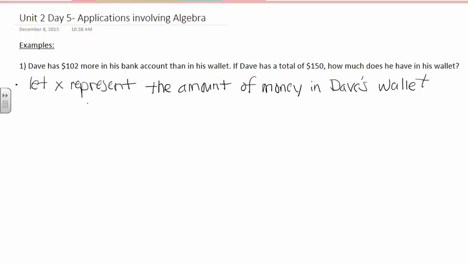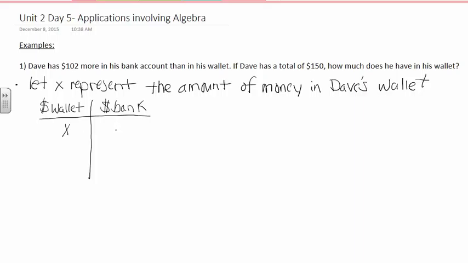Now it will be helpful to set up a chart. The chart will tell us what each variable is. The first side of our chart is going to be the money in his wallet, and the second side of the chart is going to be the money in his bank account. We already know that the amount of money in his wallet is x, because we let x represent the amount of money in his wallet.